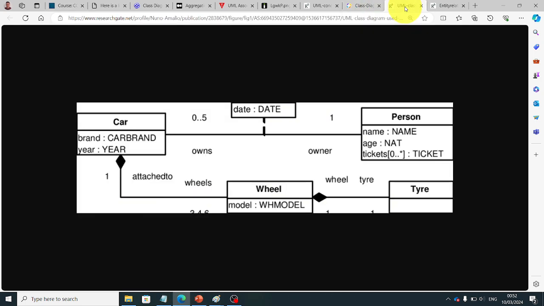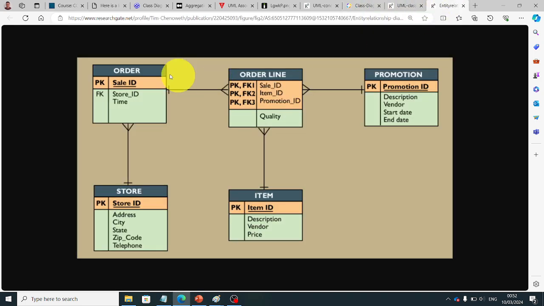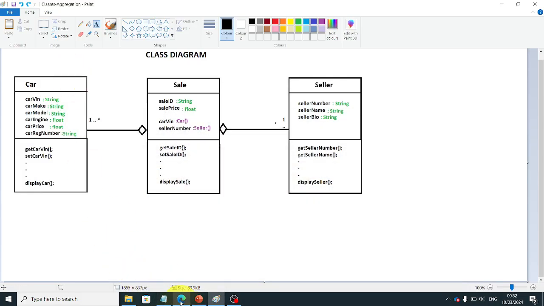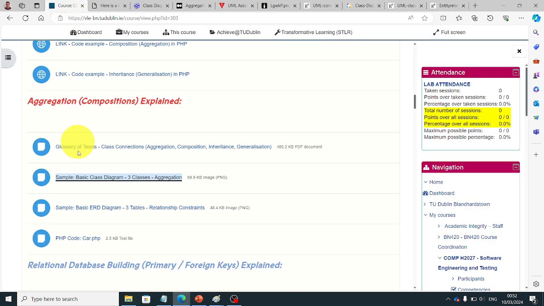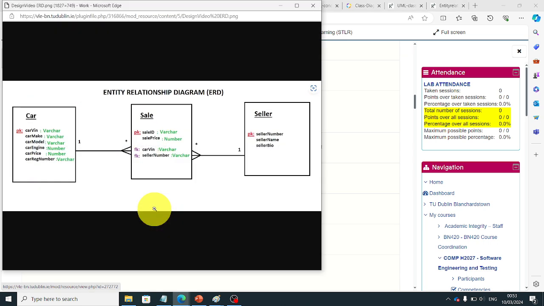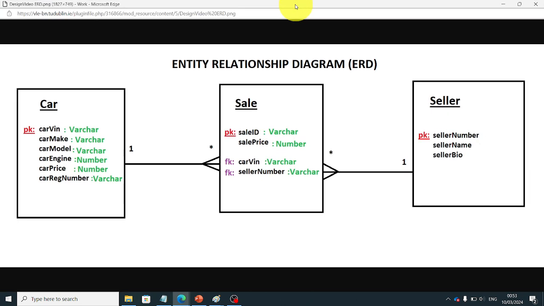Okay, so I'm just going to go up and if you look at this, these all relate to the same thing. The entity relationship is also very similar. So there's an entity relationship diagram on that same page on Moodle. I'll just open that. So there's a basic ERD for the exact same relationship. So here's the ERD for the same thing. So you've got car, sale, seller.